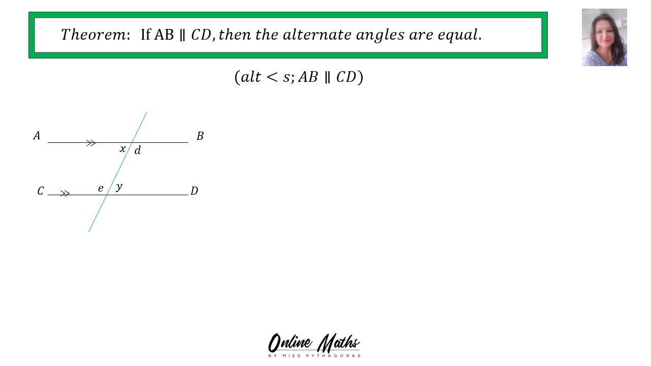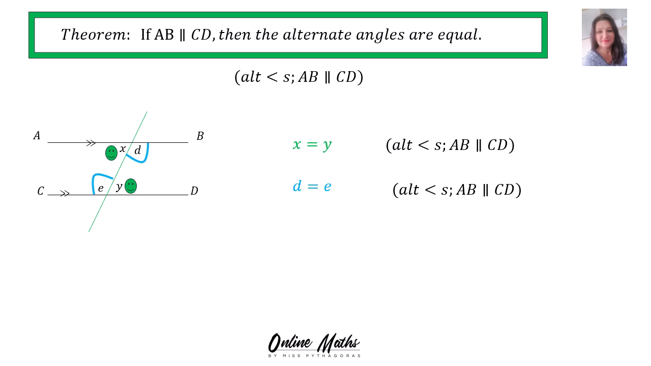Now where do we find the alternate angles? They are angle X is equal to angle Y. And our reason, alternate angles, AB parallel CD. And then there's another pair of alternate angles, and they are angle D is equal to angle E. And your reason will be alternate angles equal, AB parallel to CD.